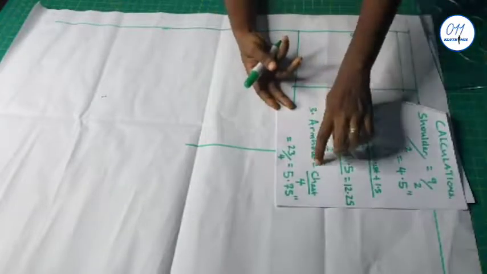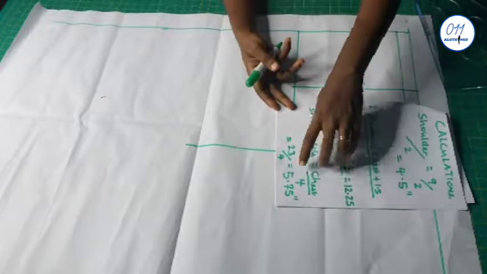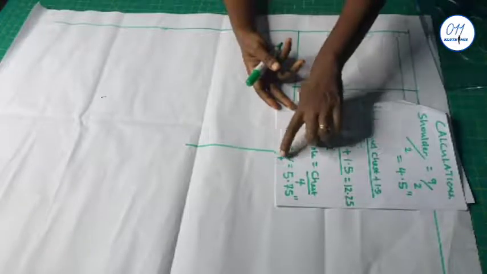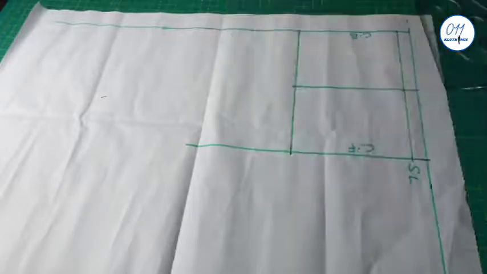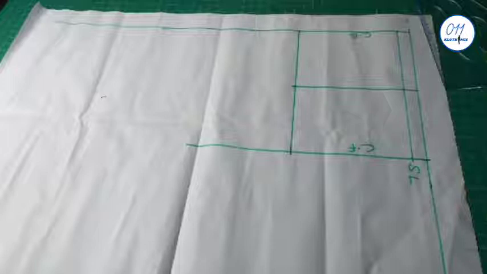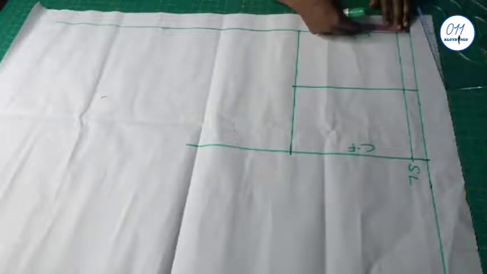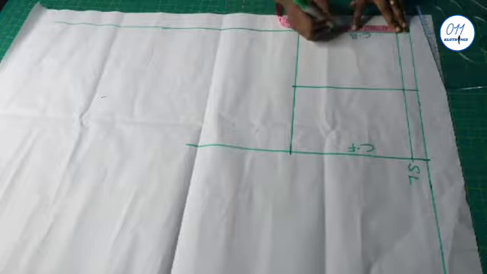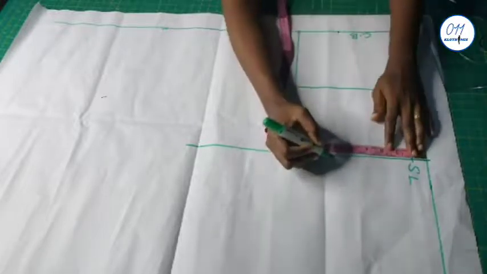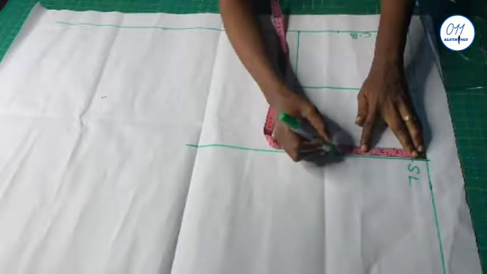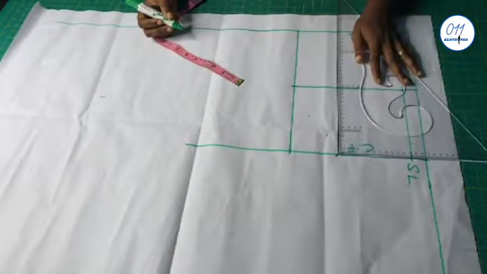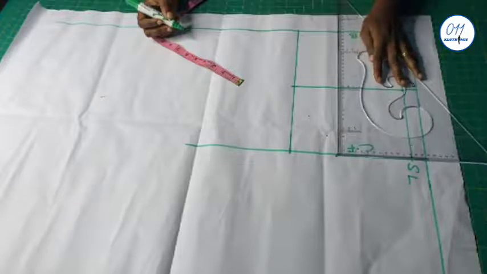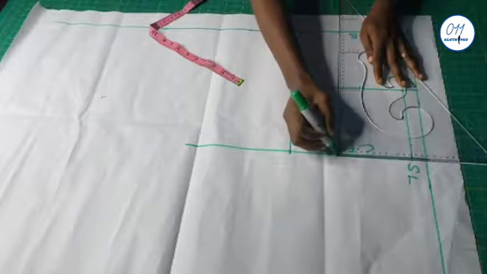I will now calculate the armhole or the chest line by dividing the around chest measurement by 4, which is equal to 23 all over 4, which gave me 5.75 inches. I will now measure 5.75 inches from the starting line downwards like this. I will mark the points. I will now connect the points together with a straight line. I will square out the line like this.